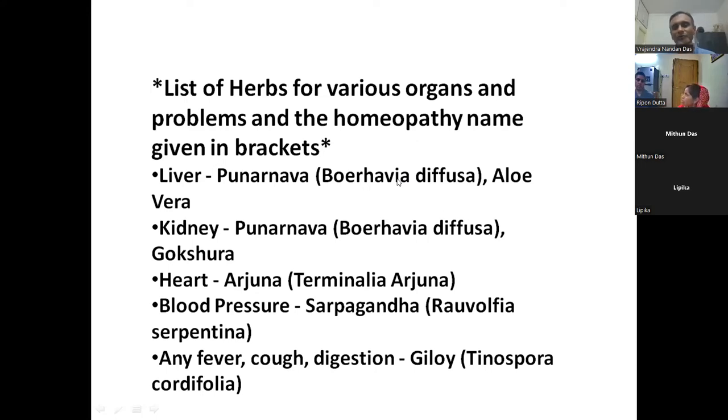Okay, for some herbs I forgot to put the homeopathic name. I will just add it and send it again later.